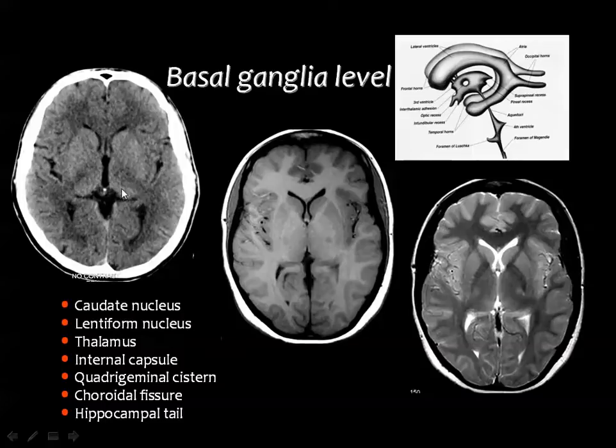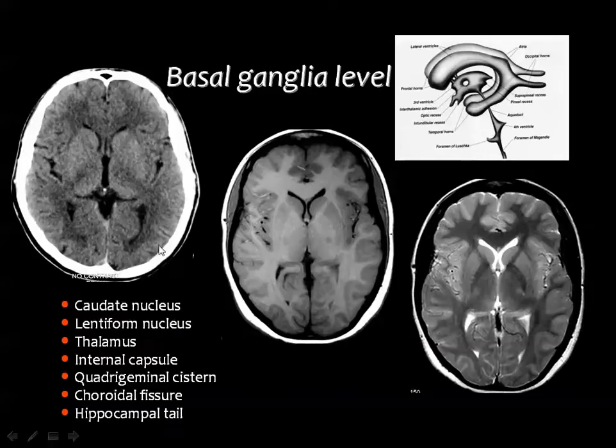Of course, the delineation of these structures is a little bit difficult in the CT images, but in MRI, especially in the T1 and T2, you can see this is the head of the caudate nucleus, and this is the lentiform nucleus, and here is the site of the thalamus. Then the caudate nucleus is here, and you can imagine each site by CT, and the lentiform nucleus is here, and this is the site of the thalamus.